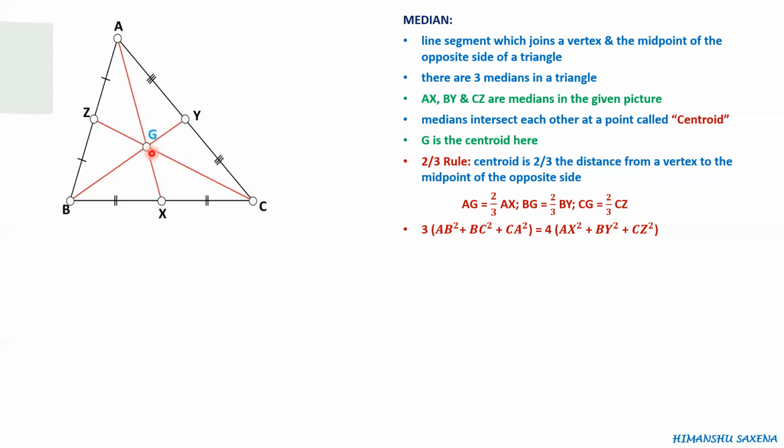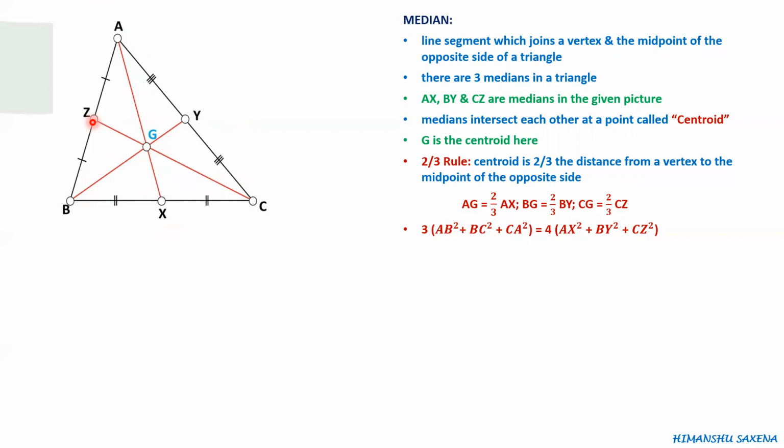Now there is a two-third rule in medians. What is that two-third rule? The two-third rule says that AG is equal to two-third of the median, right? So if the median is drawn from vertex A, then AG is equal to two-third of the median AX. Similarly, BG is equal to two-third of the median BY. Similarly, CG is equal to two-third of the median CZ.